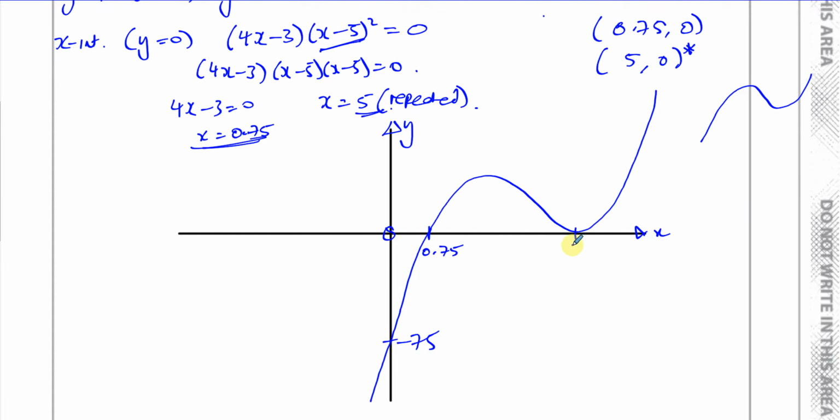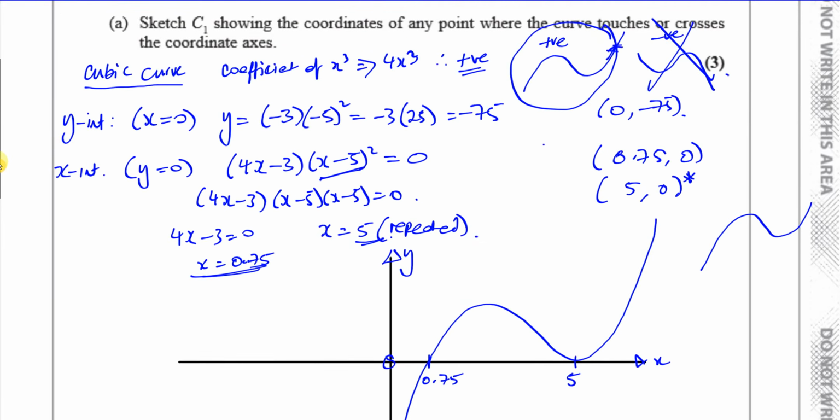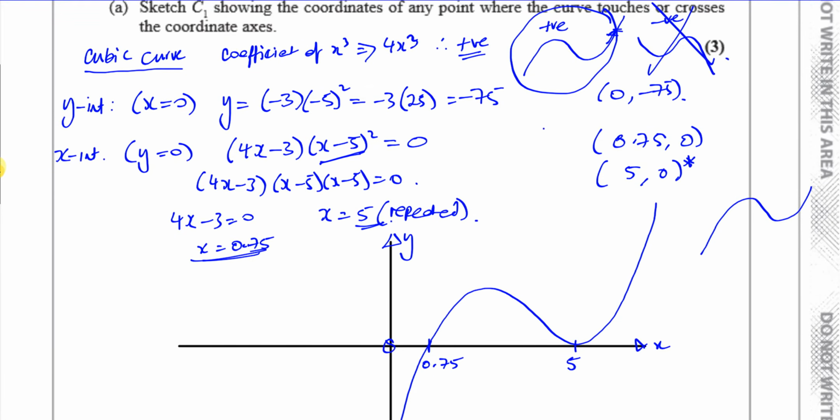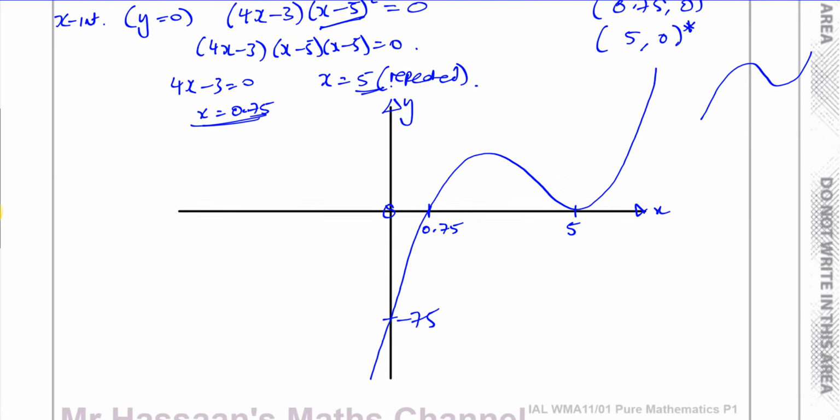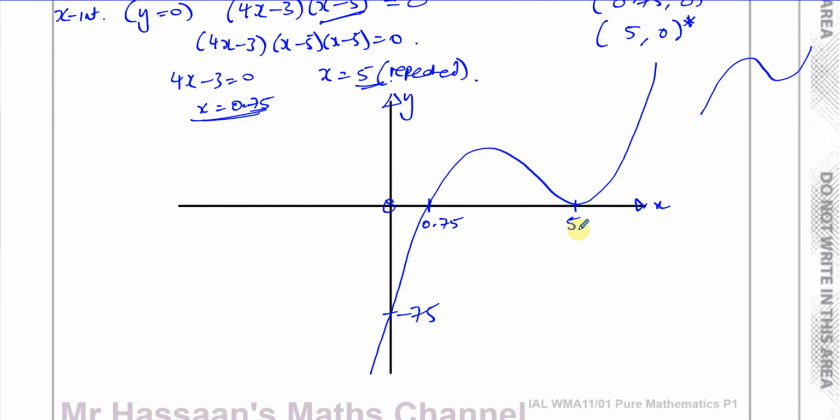Okay, so that's 5. So it tells us to sketch, showing the coordinates of any point where the curve touches or crosses the coordinate axes. Now it's fine if you leave it like this, but because it says coordinates in the question, coordinates means the x and y coordinates. It's pretty obvious that those are 0.75, 0 and 5, 0, but it might just be better to write it in coordinate form, so 0 and negative 75. And you've got all of the coordinates of the points.